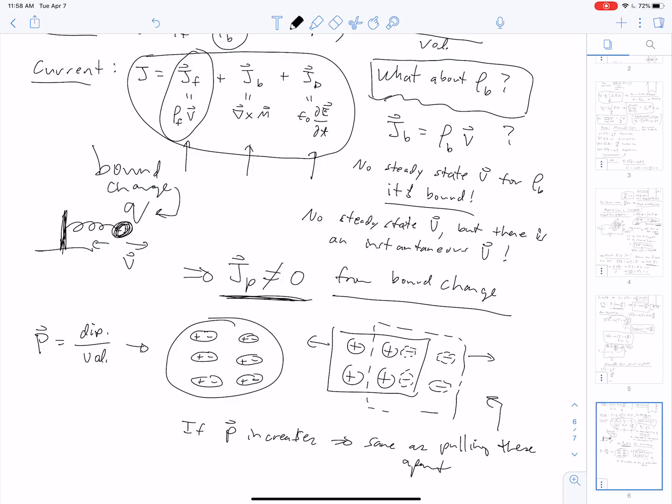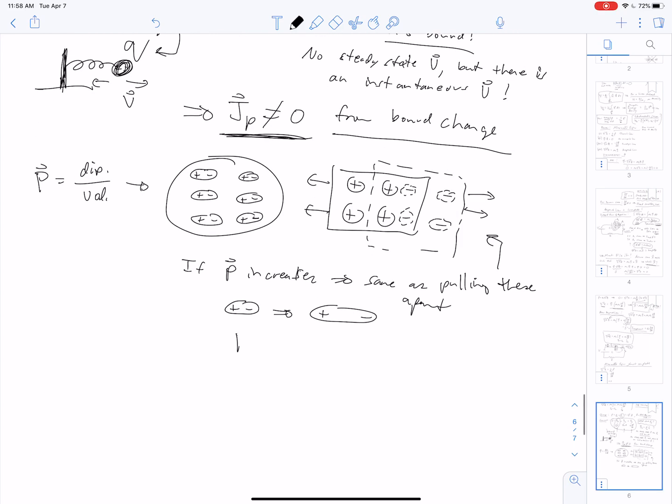Because if I pull the positive one to the left and the negative one to the right, that's increasing. You can see how that's increasing the size of my dipole moment, because this is a small dipole moment and then this is a big dipole moment. If I pull them apart, I get a bigger dipole moment, because dipole moment is simply equal to Q times D, where this distance is D. And so if I pull it apart, I'm increasing the dipole moment.